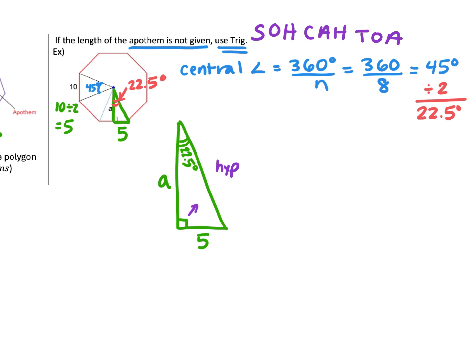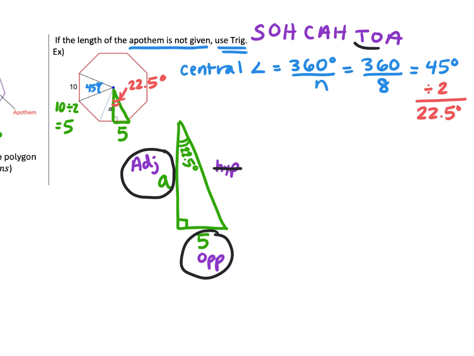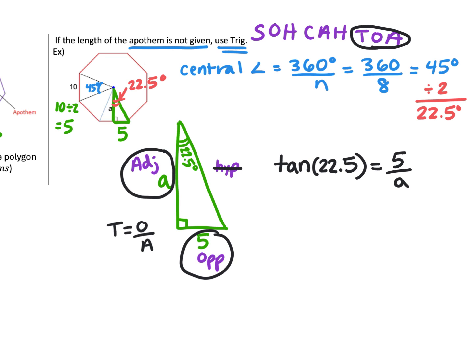The opposite is across from that 22.5 degree angle. And the adjacent is the last side left. Now, we only care about the adjacent side and the opposite side because those are the sides that we either know or we want to find. So the hypotenuse isn't really going to help us here. So I want to use tangent. Tangent uses opposite and adjacent. So we can write a tangent ratio by saying the tangent of the angle measure, so tan 22.5, equals O over A. Tangent is opposite over adjacent. So I'm going to put the 5 over lowercase a.